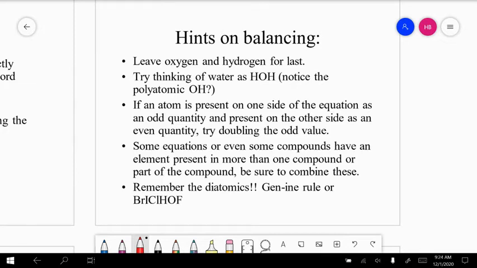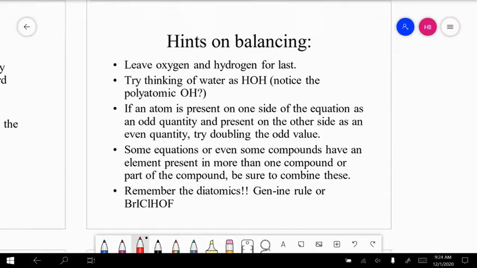If an atom present on one side of the equation is an odd quantity and on the other side of the equation is an even quantity, try doubling the odd value. Some equations or even some compounds have an element present in more than one compound or part of the compound. Be sure to combine these.